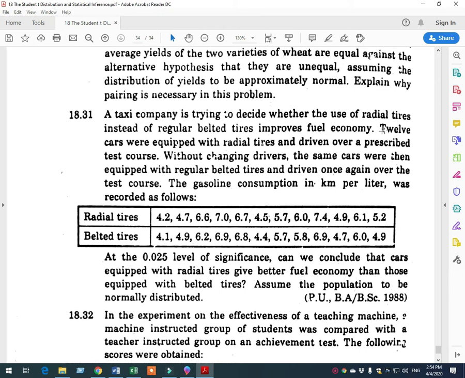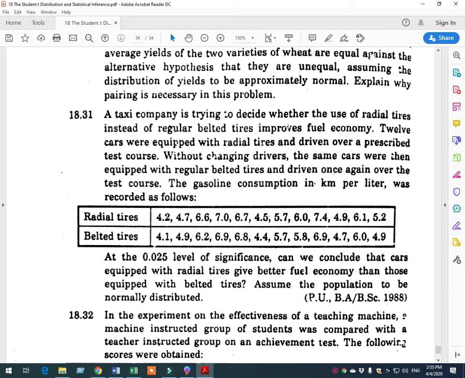Improve the fuel economy. For that experiment, the 12 cars were equipped with the radial tires and driven over the prescribed test courses, and without changing drivers. The same cars were then equipped with the regular belted tires. Point to be noted that the sample elements are same, 12 cars along with the drivers. The main difference is that these cars are having two different kind of experiments.